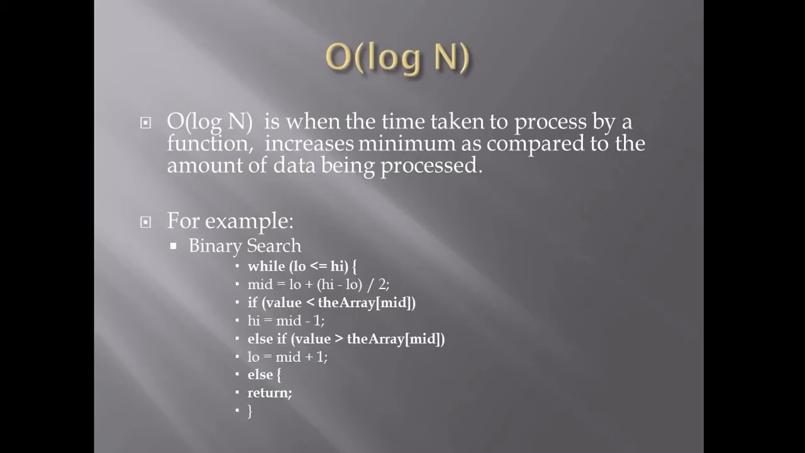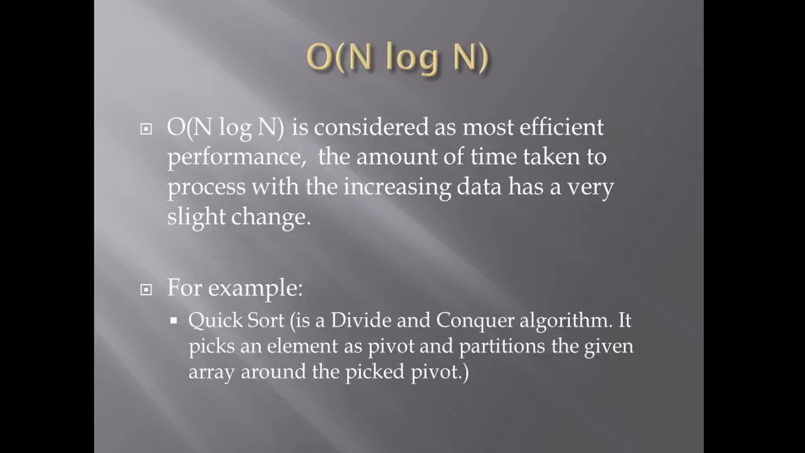So moving further, let me tell you about O of n log n. O of n log n is considered the most efficient in performance notation out of the ones that I've shown in this presentation. So the amount of time taken to process has a very slight change with the increase in data. So for example, quicksort, it's a divide and conquer algorithm. It picks an element as pivot and partitions the given array around the picked pivot. Let me quickly show this quicksort as well.